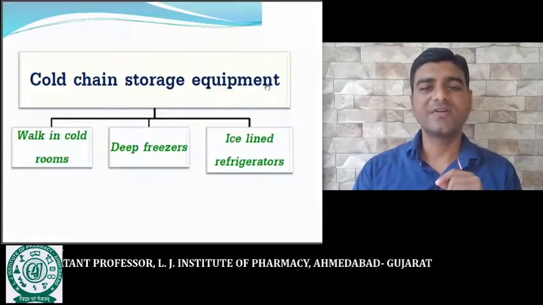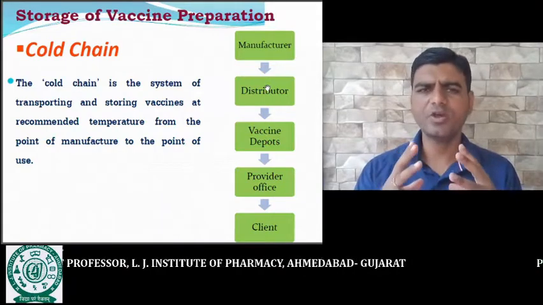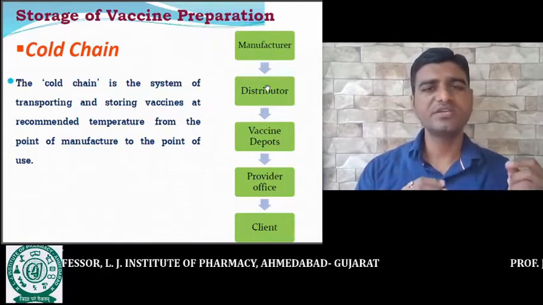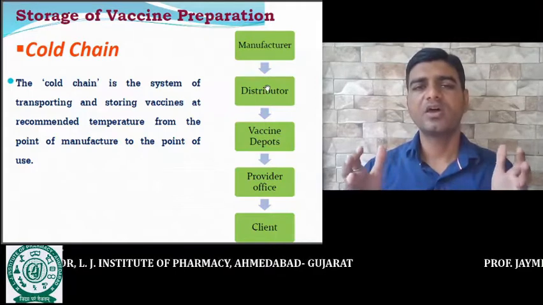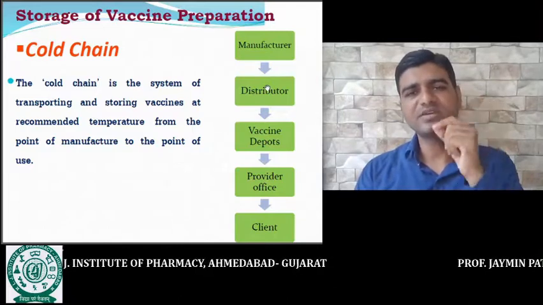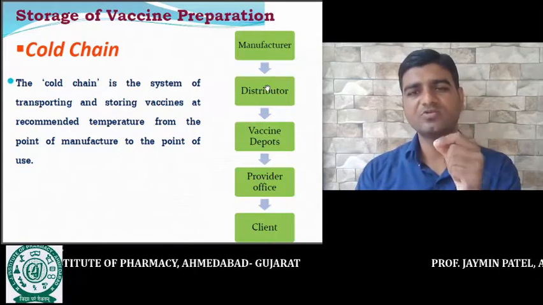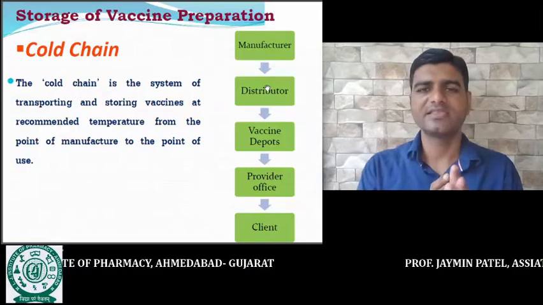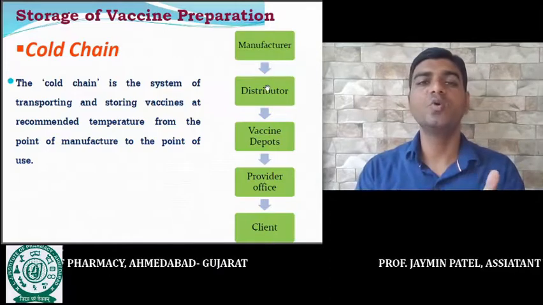Now here, these vaccines should be stored at a suitable temperature. If we talk about the storage of vaccine preparations, vaccines are nothing but protein-based products, so they are highly sensitive to heat. That's why cold conditions are required for the vaccine preparation. From the manufacturer to the client, the vaccine should be stored at a suitable temperature. And this storage system from manufacturing to client is called the cold chain system.